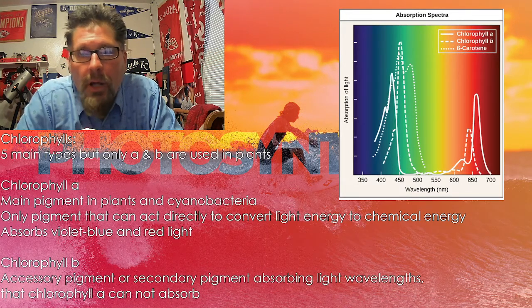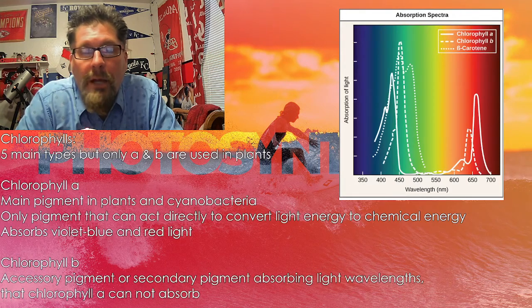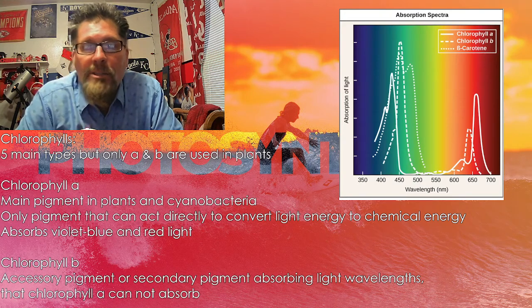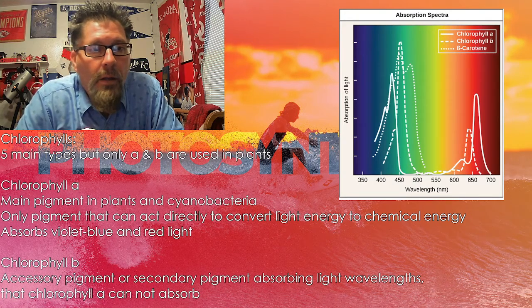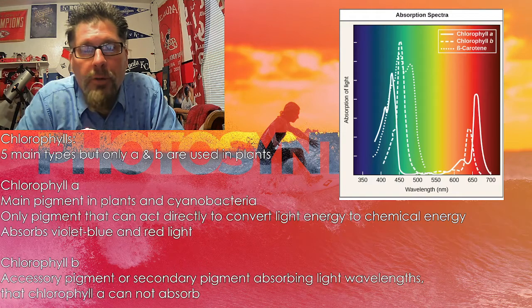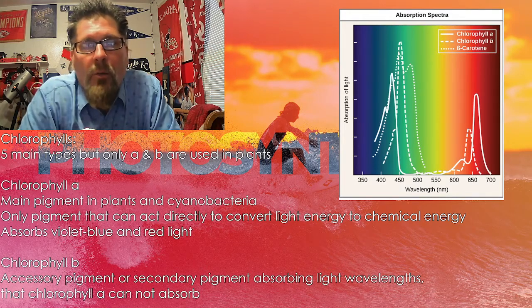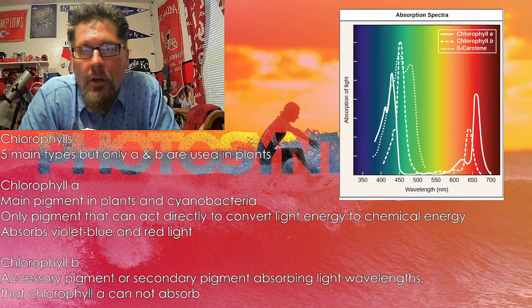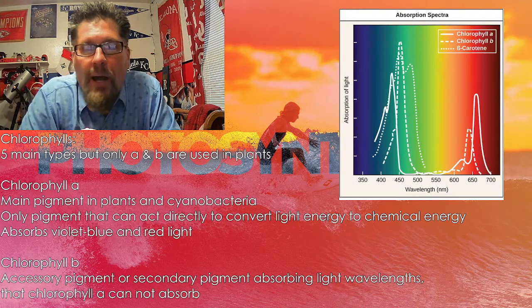Now, chlorophyll A, as I mentioned, is the main pigment used in plants and cyanobacteria. It's the only one that can both absorb and convert the light to chemical energy. So that's why it's at the center of the electron transport in the photosystems of the LDR, the light dependent reaction, and it absorbs those violets and blues and the reds. And again, it's the solid line in the graph.